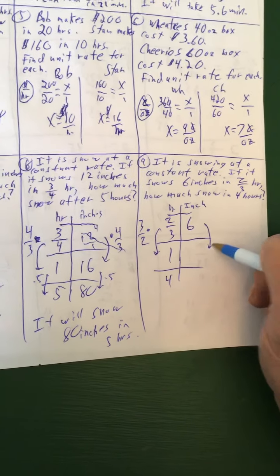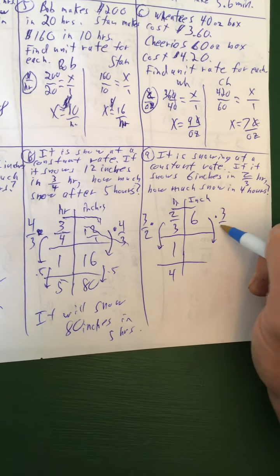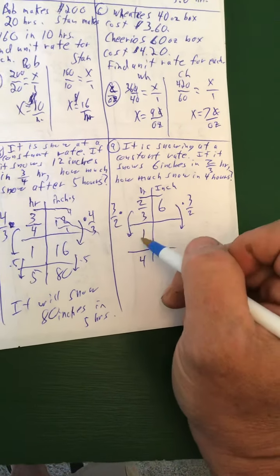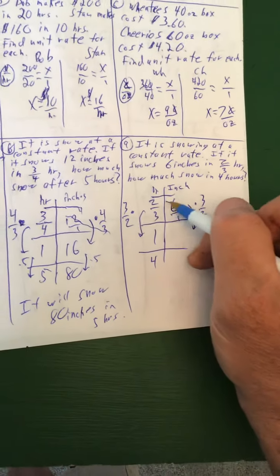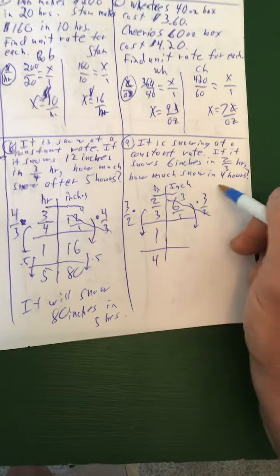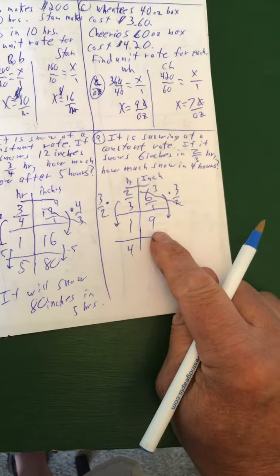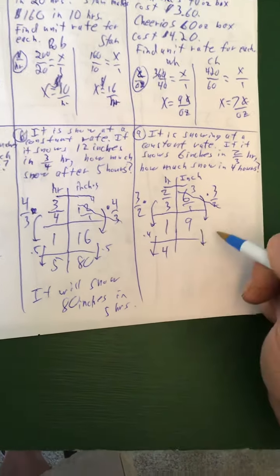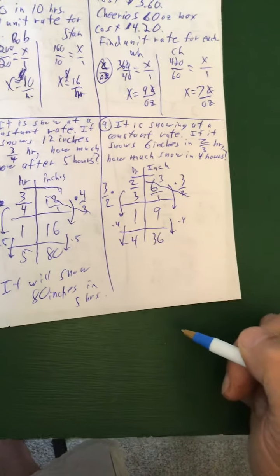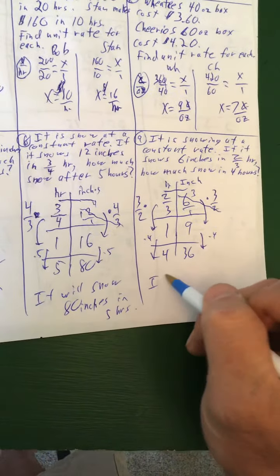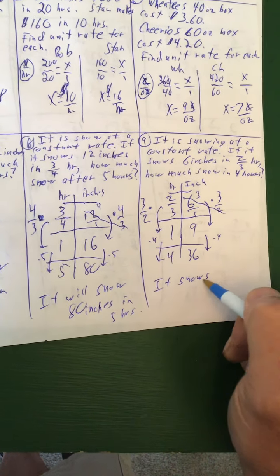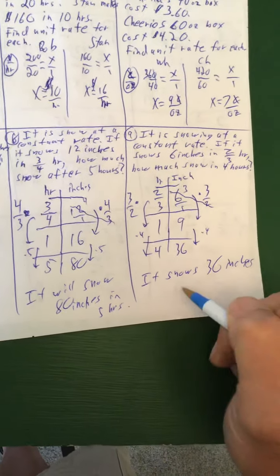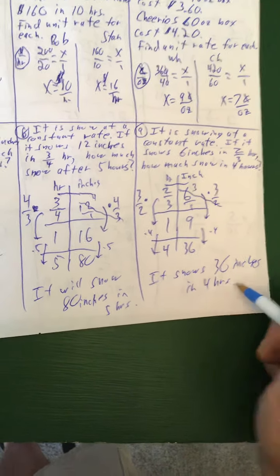And you just multiply by the reciprocal. The 2's cancel, the 3's cancel. The product of reciprocals is always 1. Stick a 1 under here. 6 divided by 2 is 3. 3 times 3 is 9. It's going to snow 9 inches in an hour. So how much is it going to snow in 4 hours? Well, easy, times 4, times 4. It's going to snow 36 inches in 4 hours. All right?